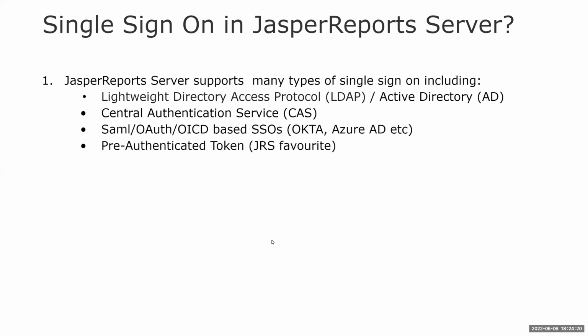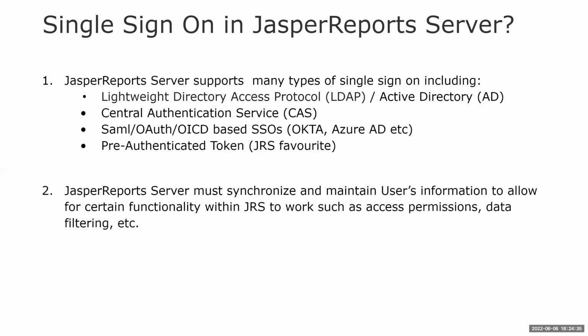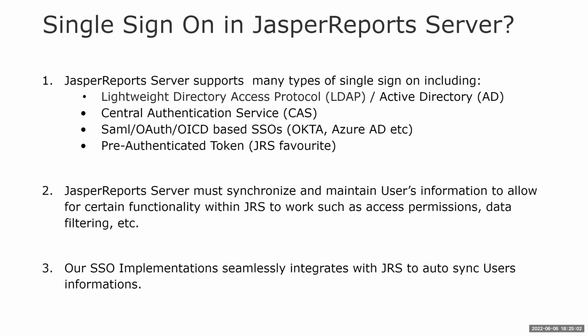And finally, we also have the pre-authenticated token approach, token SSO, which is our favorite one. This actually isn't an authentication, but just a token to pass information from an authenticated application to JasperReports Server. When we're using single sign-on, JasperReports Server must synchronize and maintain users' information every time the user signs in. Specifically when the user is an external user, we need to make sure we synchronize all the information that gets passed so that our functionality within Jasper Server works correctly, specifically the permissions and data filtering. We have implemented SSOs in different environments, and our implementation seamlessly integrates with JRS to auto-sync user information. This is something we've already provided to many customers.